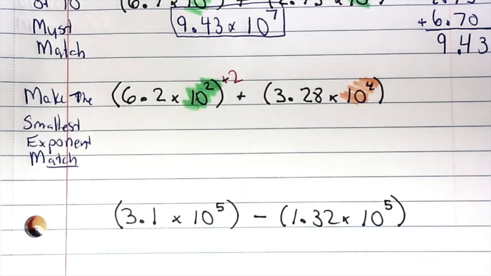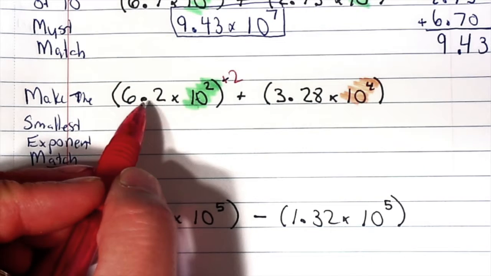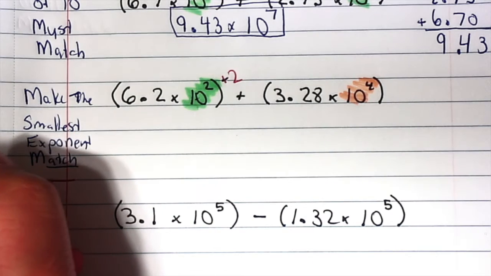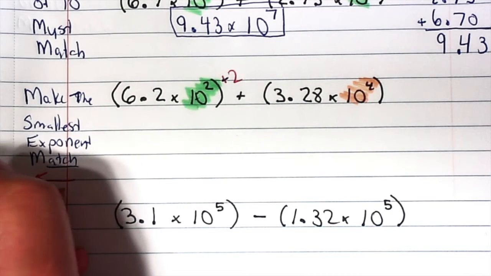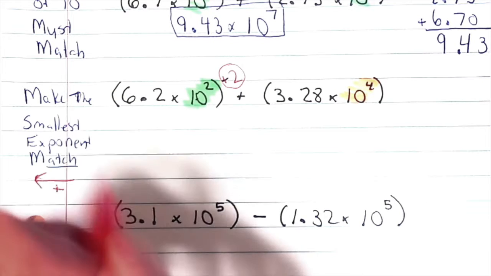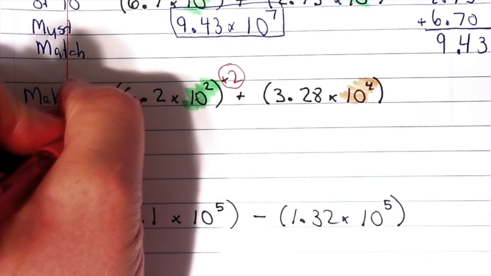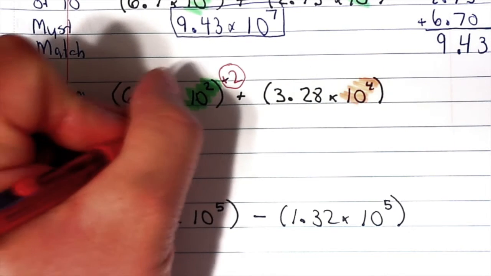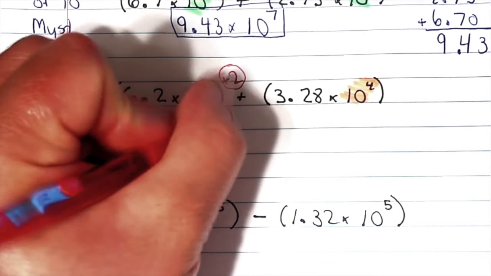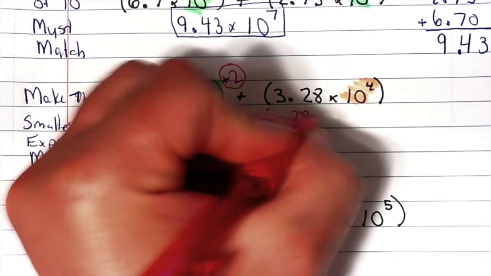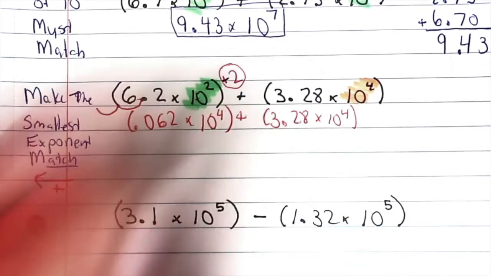But in math, whenever you do one thing, you have to do another thing to keep everything in balance. So I need to move this decimal point twice. And since that was a positive 2 that I was adding, I'm going to move to the left 2 times. The same number I add to the exponent is the same number of times I move the decimal point. So 1, 2. So that becomes 0.062 times 10 to the 4th plus 3.28 times 10 to the 4th.